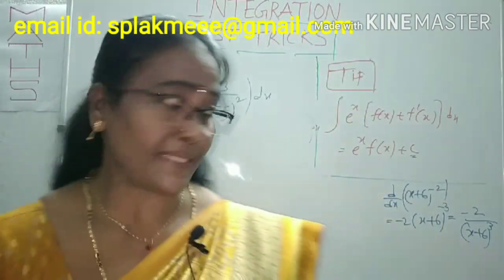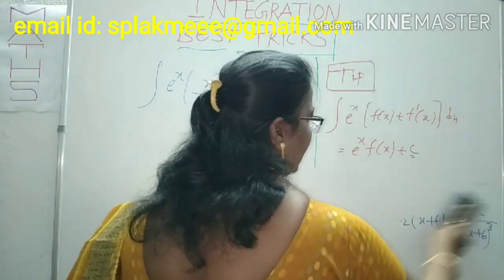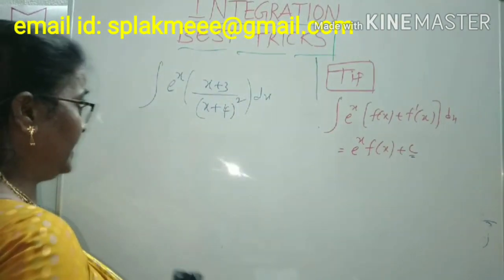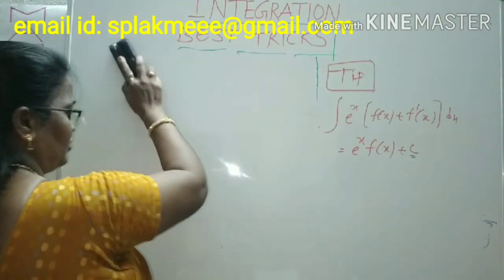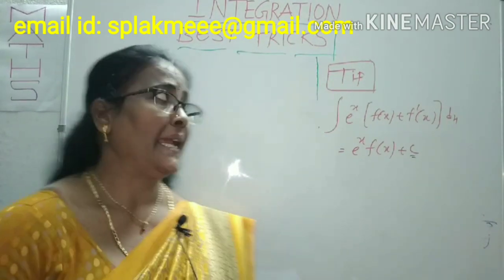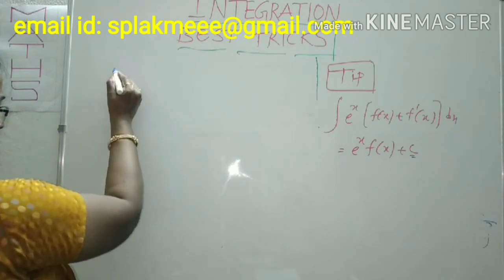Same model, I will do some more questions. So, sometimes they may not give it directly like this. You have to reduce it like the previous questions, the same way you did for the previous question. One more question I'm going to do. What is that? We'll see now. e power x of, I think question number 11 or 12.